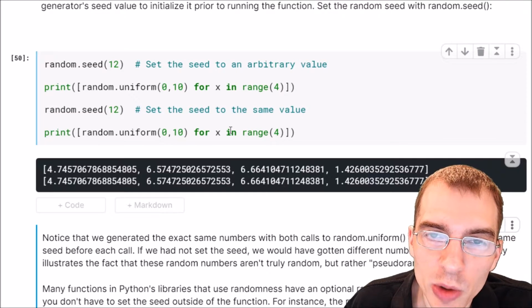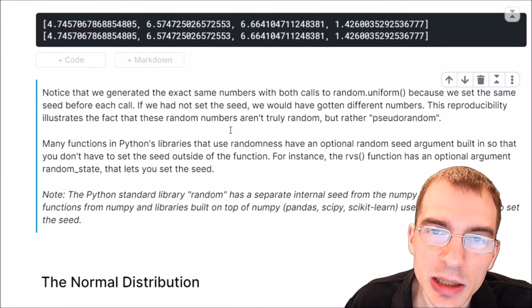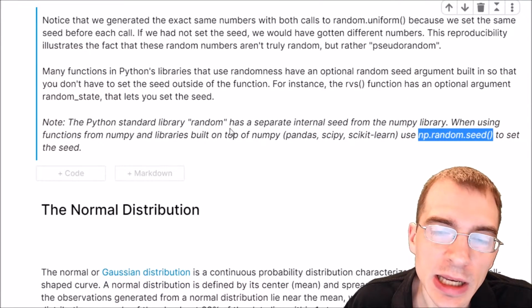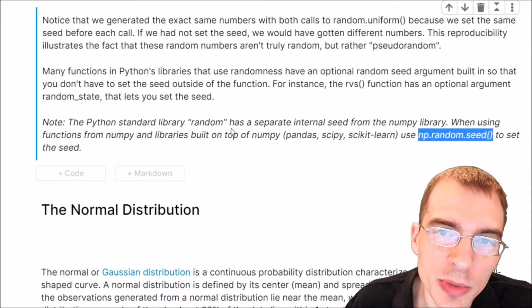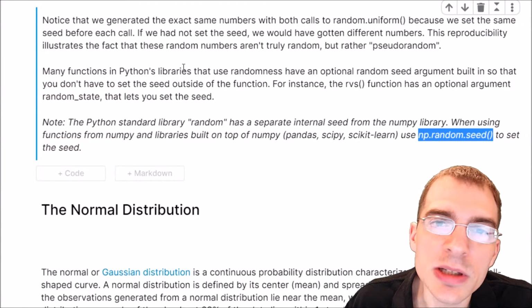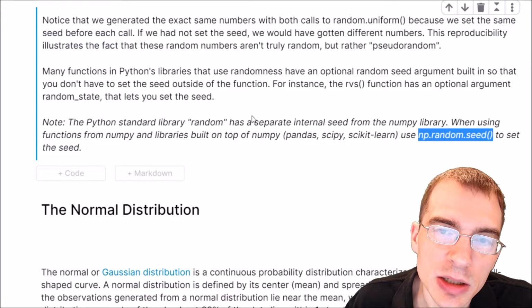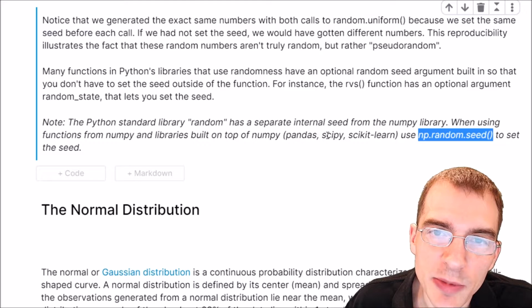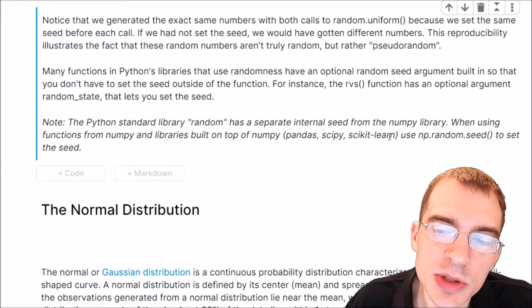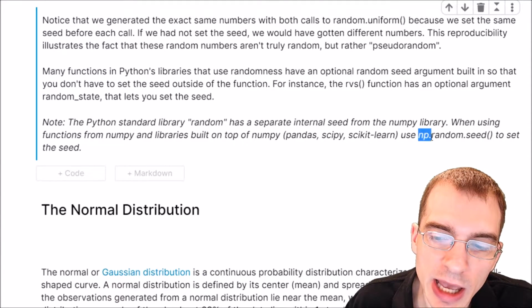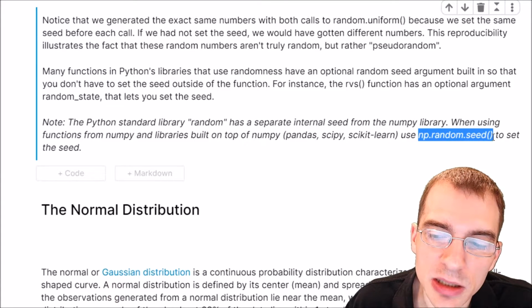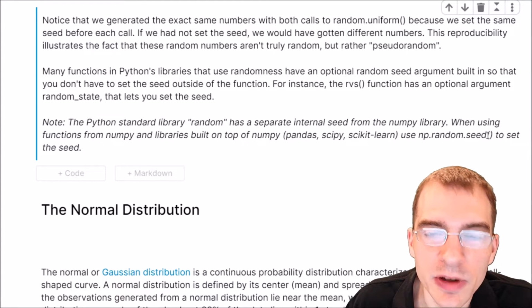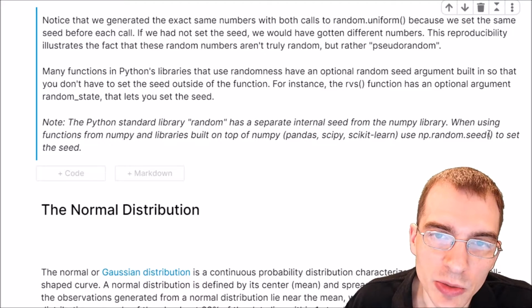Now, it should be noted that when you're using NumPy and the packages built on top of it, it actually has a different random number generator than the built-in random package in Python. So when you're using NumPy, SciPy, and other things built on top of NumPy for randomness, to set the random seed, you're actually going to want to use np.random.seed and then pass in a number to that function to set the seed when you're using randomness that's based on NumPy.